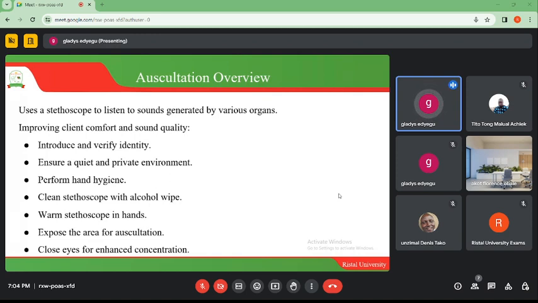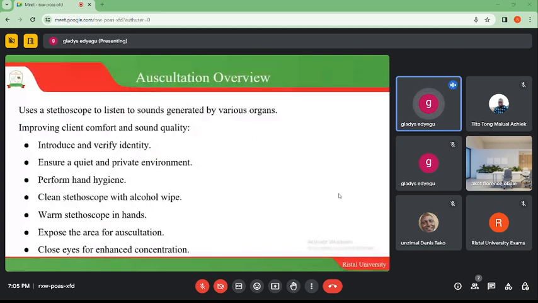So you have to ensure a quiet and private environment, and perform hand hygiene because we may transmit infection from one patient to another. So we have to keep washing our hands before we go from one patient to the other. We wash our hands, then we move to the next patient. Then also clean the stethoscope with an alcohol swab. So we disinfect our stethoscope after putting it on one patient. Before you move to the next patient, disinfect it so that you don't cross-infect your patients.